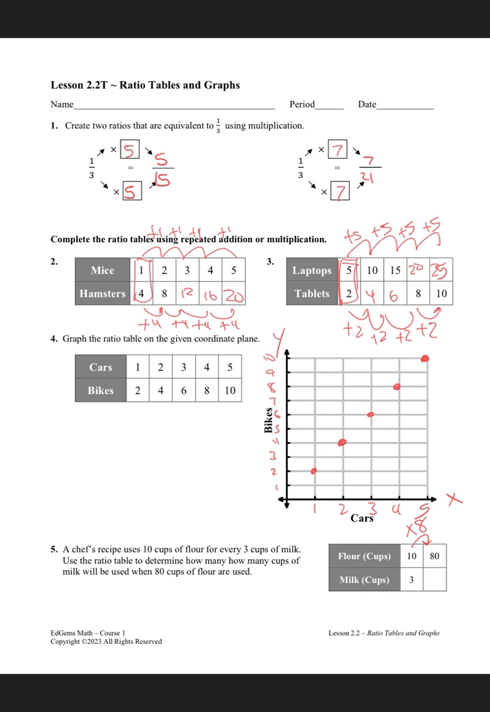But whatever I do to one number, I have to do to the bottom number. So I'm going to multiply 3 by 8 as well. So 3 times 8 is 24. So I'm going to need 24 cups.